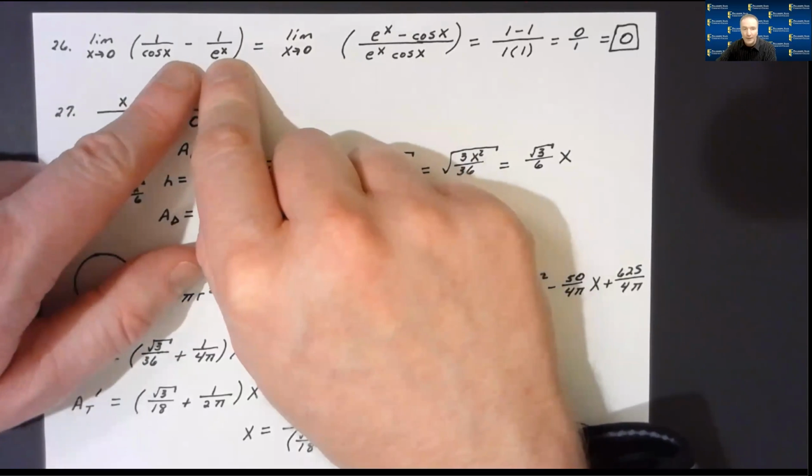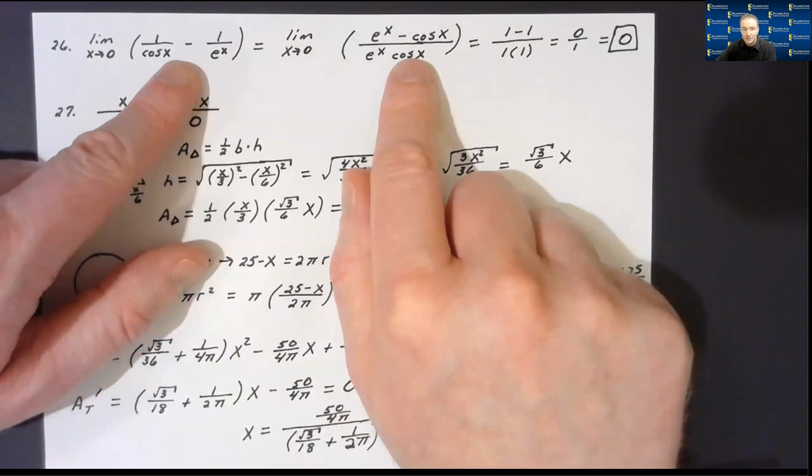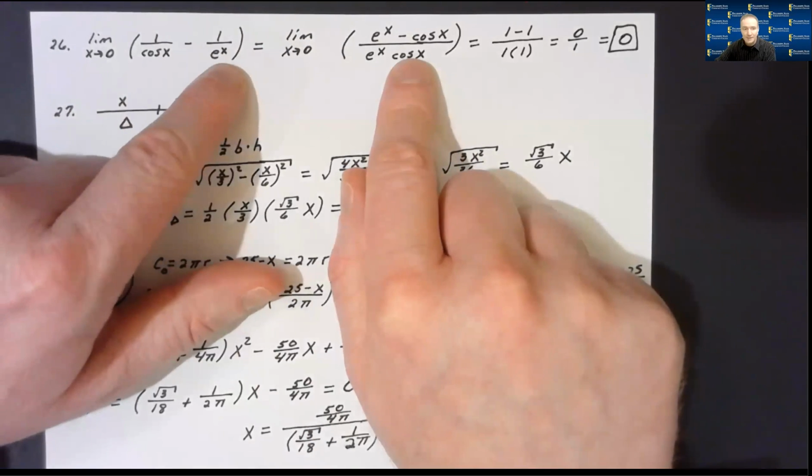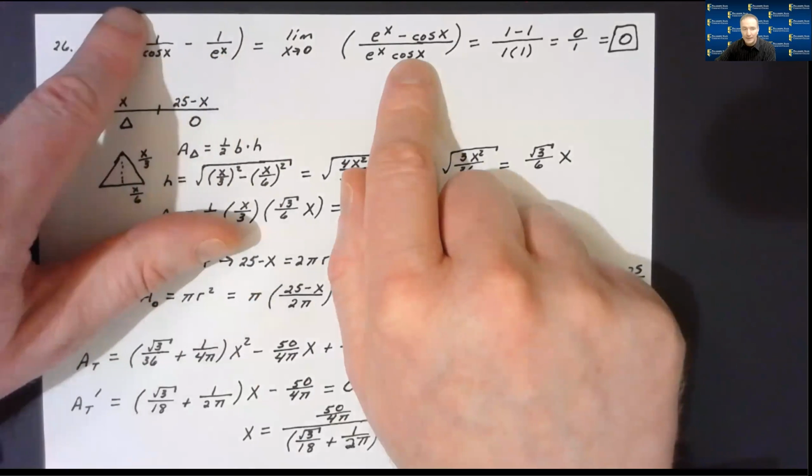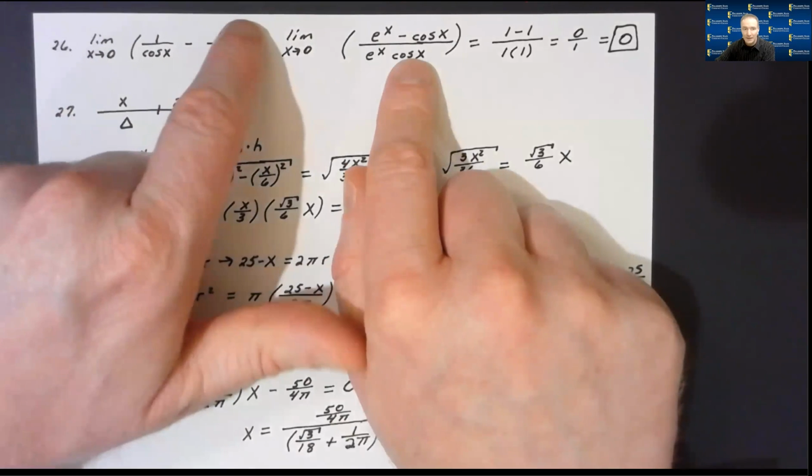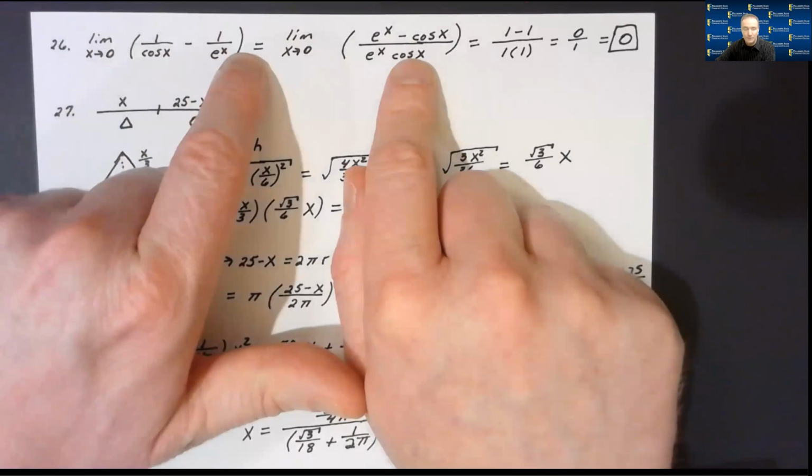I wanted to go ahead and at least get a common denominator. Again, there's no need to do this. But in the first one, I said, well, I would need to multiply it by e to the x. I'd need to multiply the second one by cosine x over cosine x.